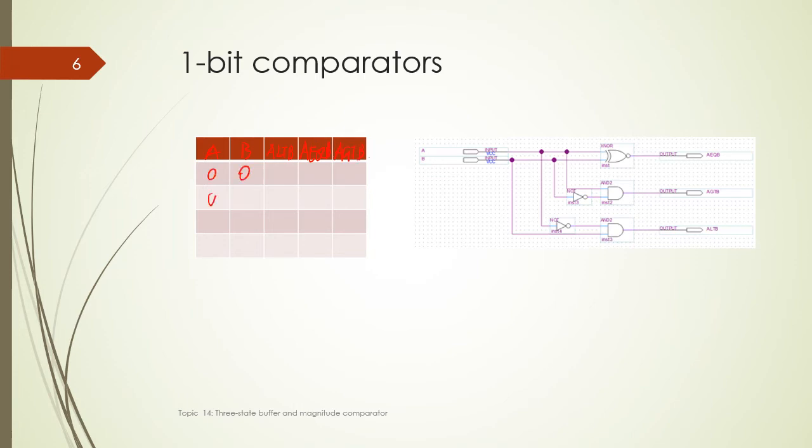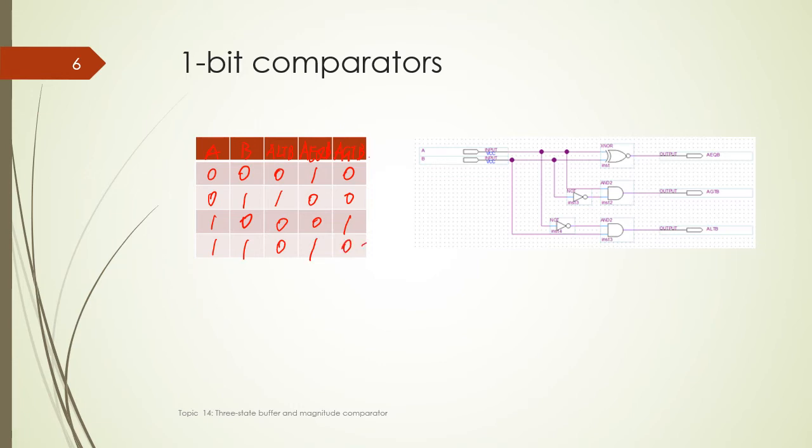So if we write down all the possible combinations for those two numbers, 0, 0, we know A equal to B, right? So this will be active. Now we just assume it's active high. You can also design a circuit with active low, with no issue. So 0, 0, then 0, 1, B is greater, so A is less than B. 1, 0, A is greater than B. And finally, 1, 1, A equal to B.